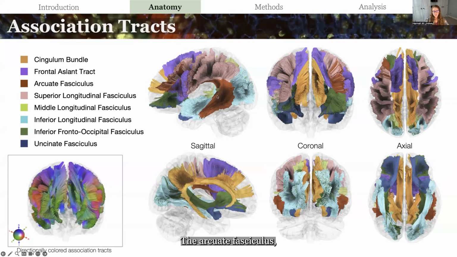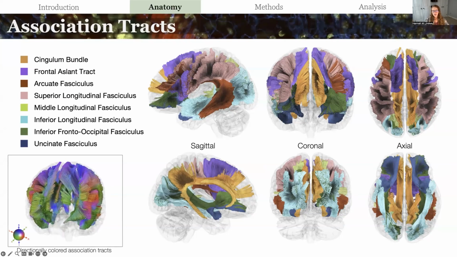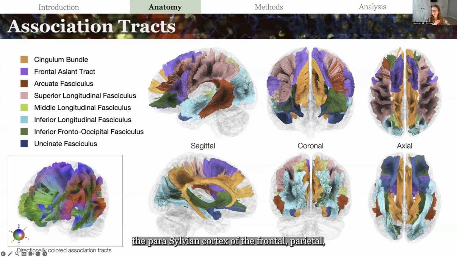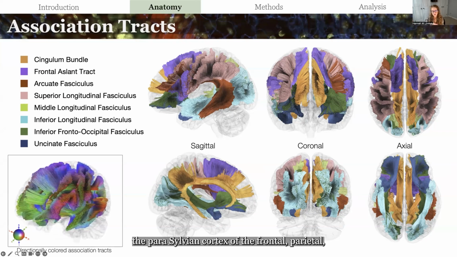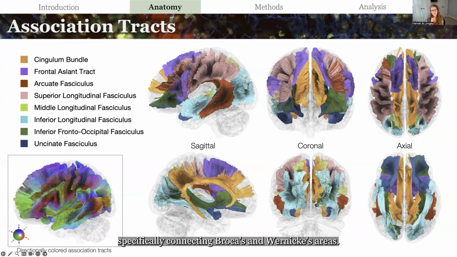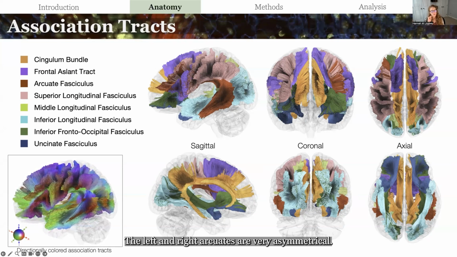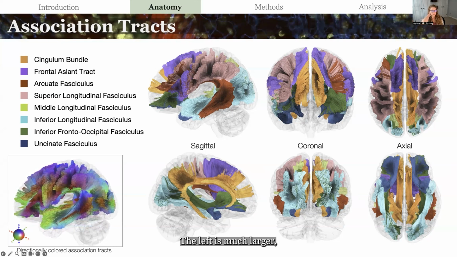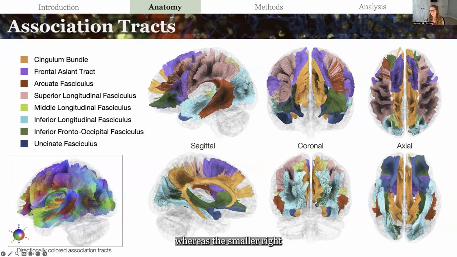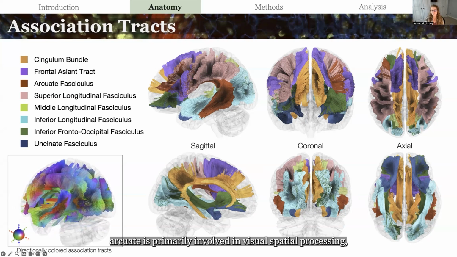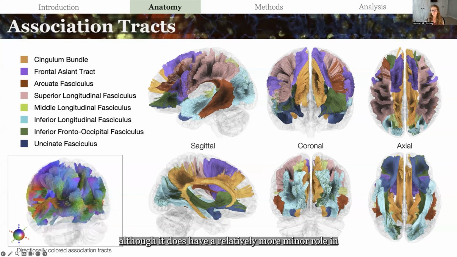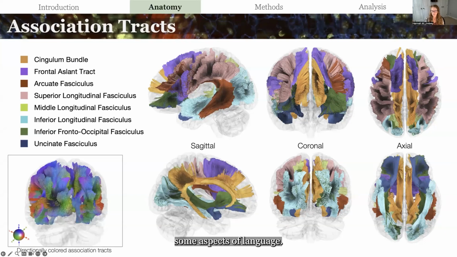The arcuate fasciculus is a lateral association bundle that connects the parasylvian cortex of the frontal, parietal, and temporal lobes, specifically connecting Broca's and Wernicke's areas. The left and right arcuates are very asymmetrical. The left is much larger and plays a really important role in language, whereas the smaller right arcuate is primarily involved in visual spatial processing, although it does have a relatively more minor role in some aspects of language.